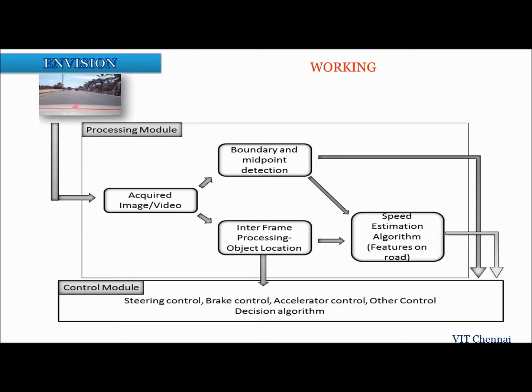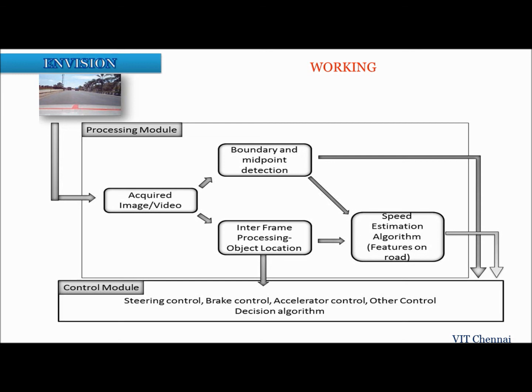Moving on to the working of the algorithm. This flowchart describes how a frame undergoes multiple processing and how useful data gets extracted. The frame acquisition module acquires video in real time from a camera installed in the car. This frame is sent to two modules. One is the midpoint detection module and the other is the interframe processing module.